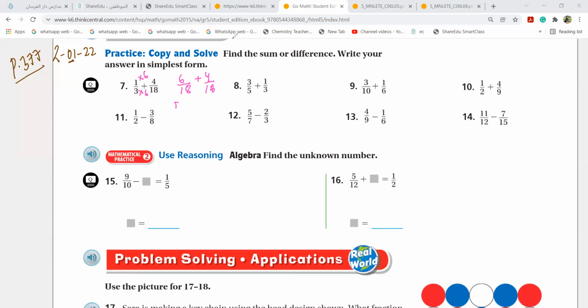You just add both of them, and then you have 10 over 18. But tell me, Miral Rami, in 10 and 18, in which timetable do they come together? Like 2 times 5 and 2 times 9. So that's why your answer is 5 over 9. See? This way you can do it, girls. 2 times 9 is 18, and 2 times 5 is 10. So that's why your answer is 5 over 9.